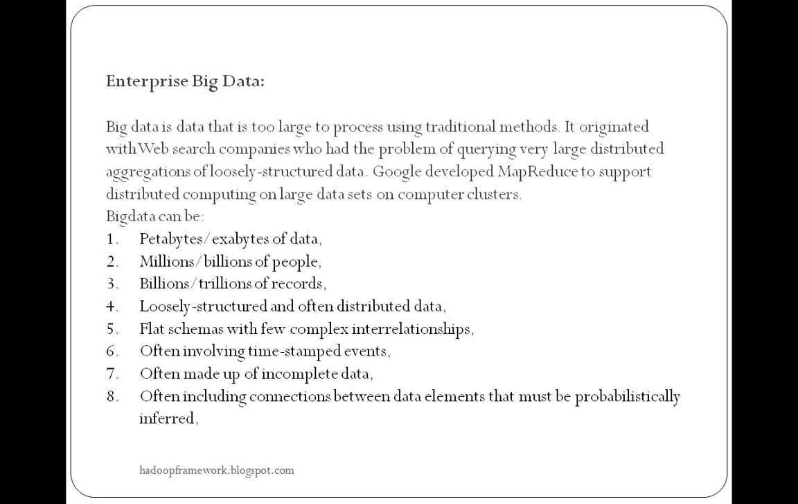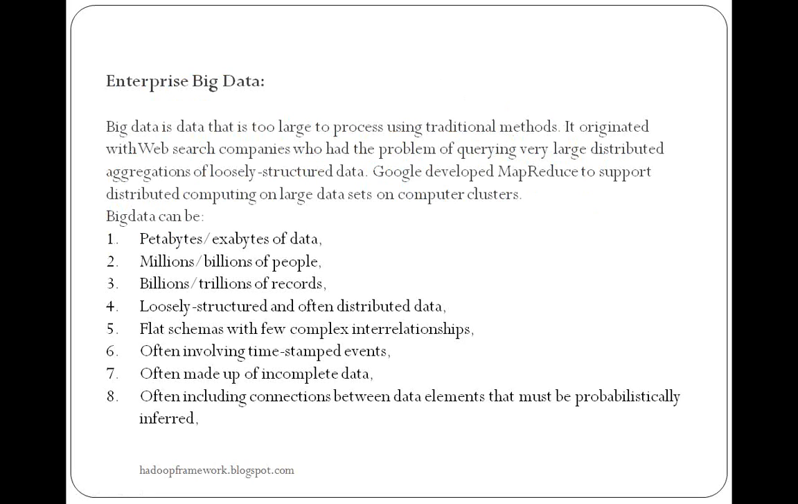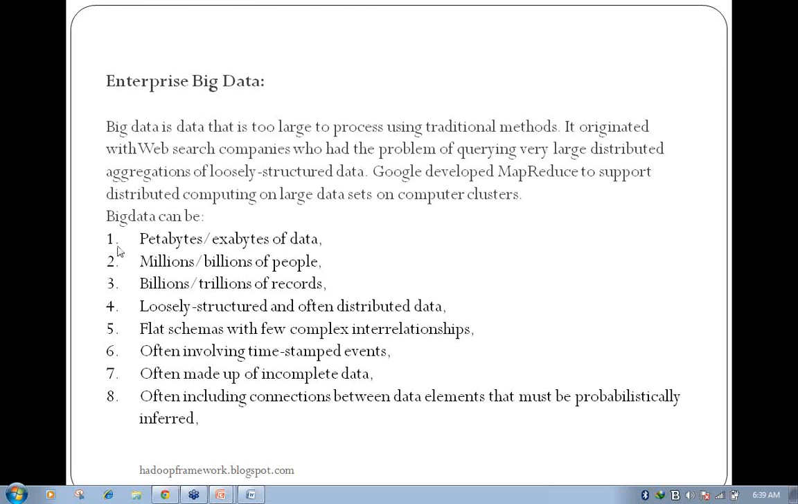his priorities. Okay, so here is a definition: big data is data that is too large to process using traditional methods. Here I wrote one line. It originated from web search companies who had the problem of querying very large and distributed aggregations of loosely structured data. So initially Google developed MapReduce to support distributed computing on large data sets on computer clusters, right?